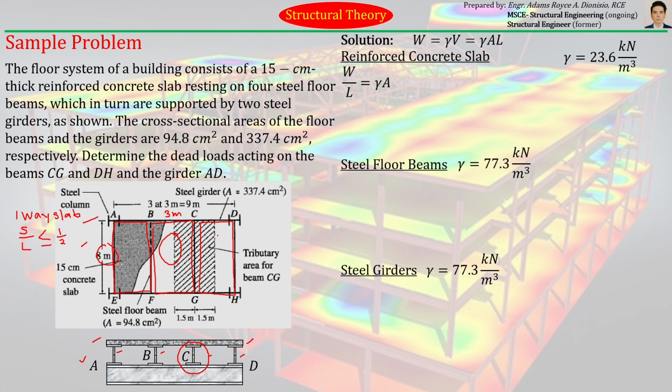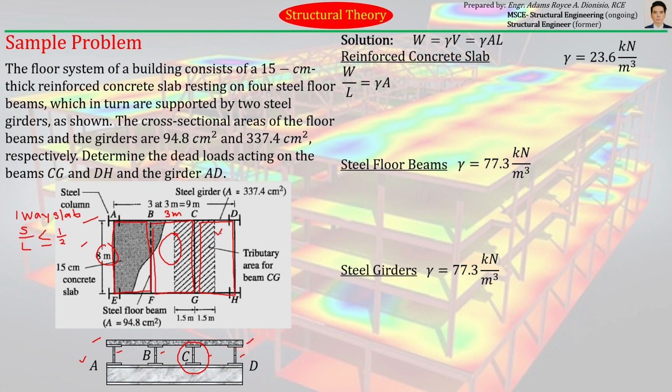So kunyari itong slab na to, meron siyang shorter span or shorter dimension tsaka longer dimension. So according to the tributary method, yung load na kinikerry nitong concrete na to are just evenly distributed dito sa dalawang longer dimension niya. I mean sa dalawang floor beam na located dun sa longer dimension ng slab.